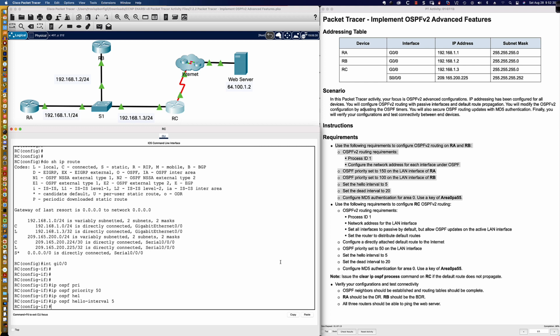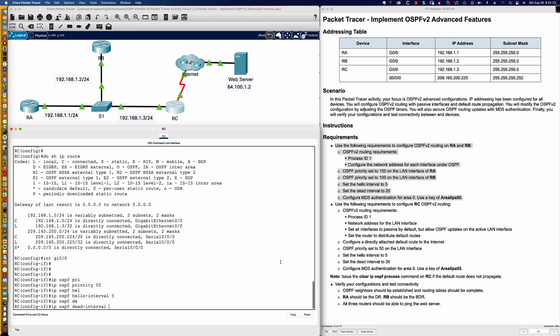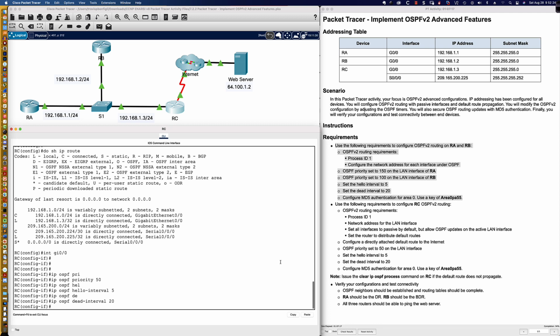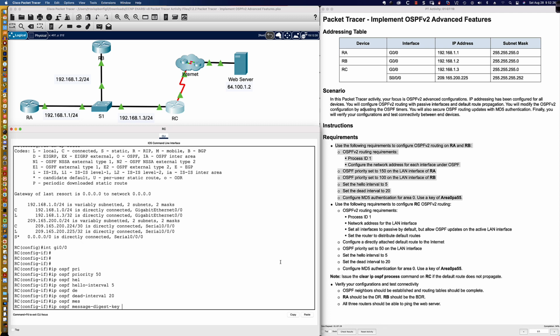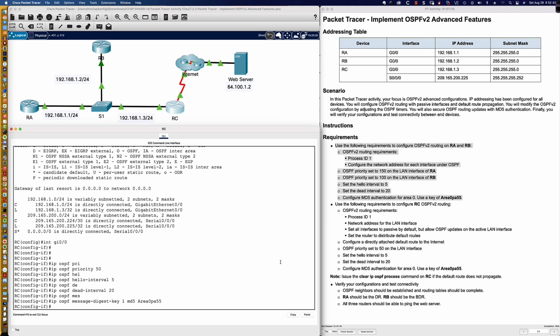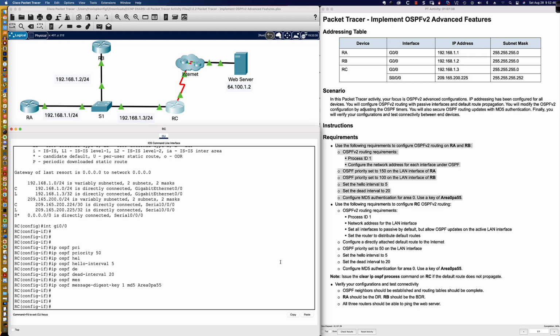We're going to say ip ospf hello-interval is going to be 5. ip ospf dead-interval is going to be 20, and ip ospf message-digest-key 1 md5 and area AREA 0. I'm sorry about that. I had forgotten it temporarily there. All right, so area 0 PA55, and that is going to take us to 96%. So we missed something. We'll figure out what that is here in a second.